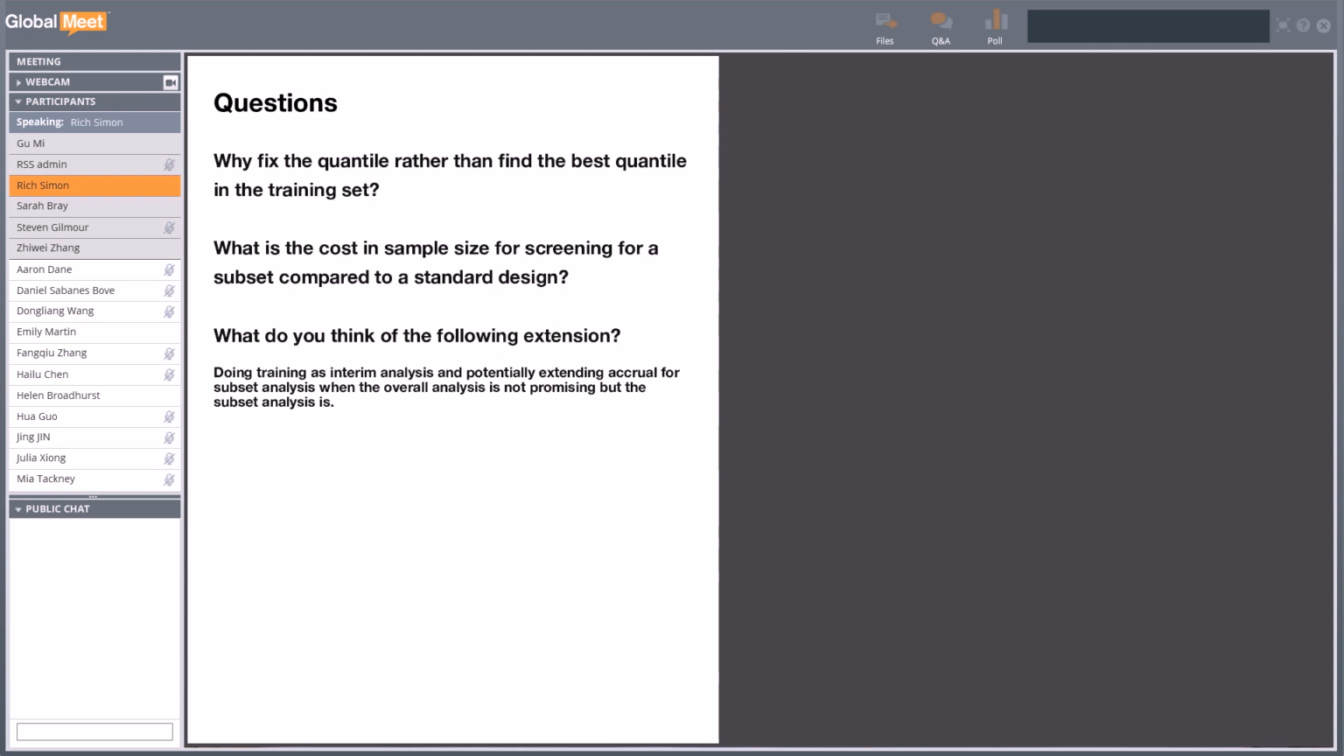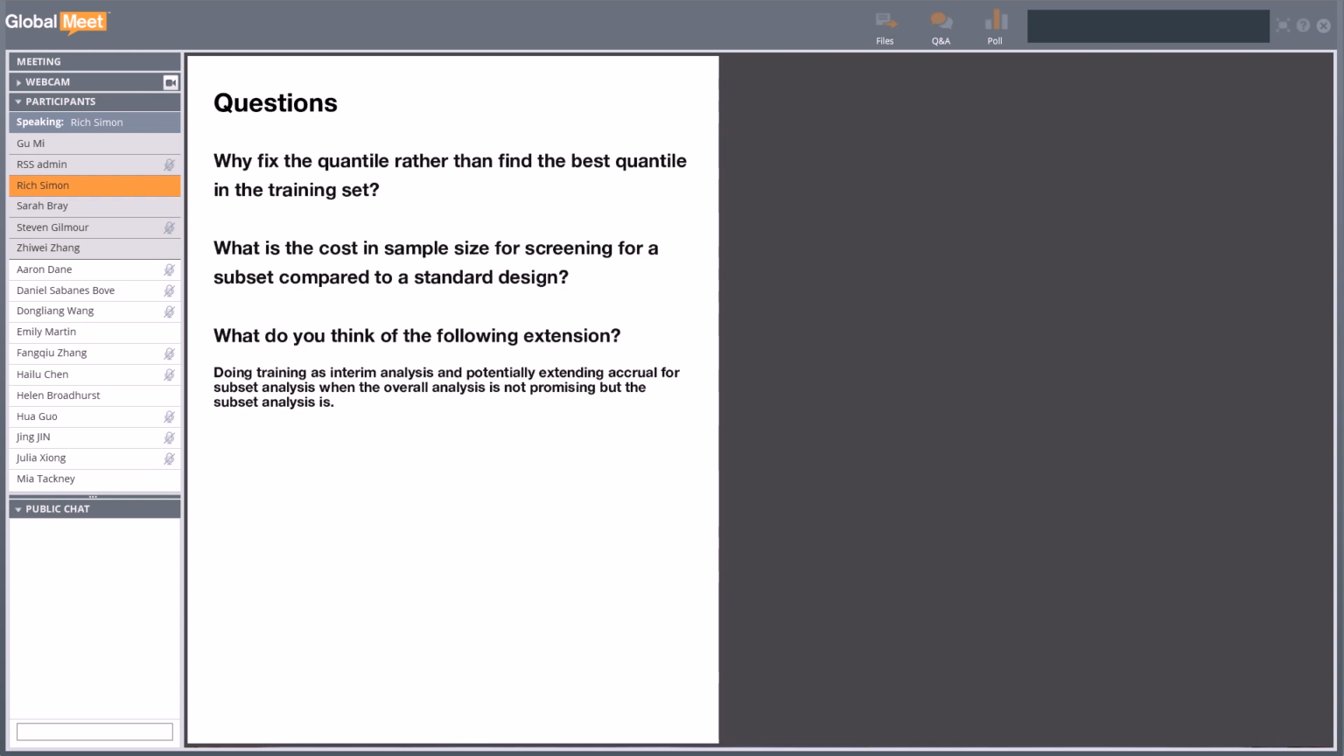I think this is my final slide. Questions to propose. Maybe I didn't understand it right, but as I understand it, you have continuous covariates, and yet you're using a fixed quantile of these continuous covariates to see which to use in the training set for developing the predictive biomarker. And why wouldn't one look at all of the possible quantiles and select the one that maybe works best in the training set?